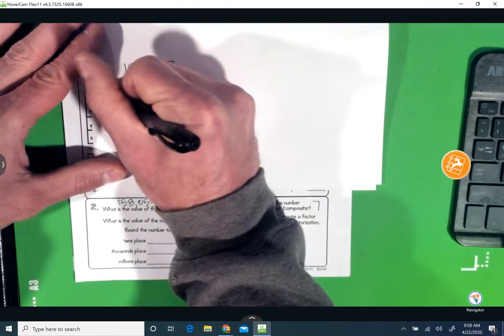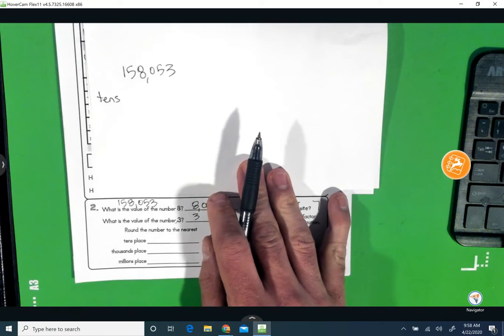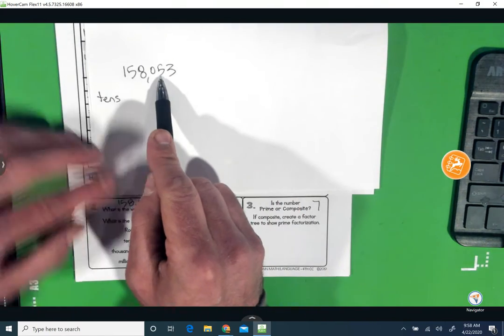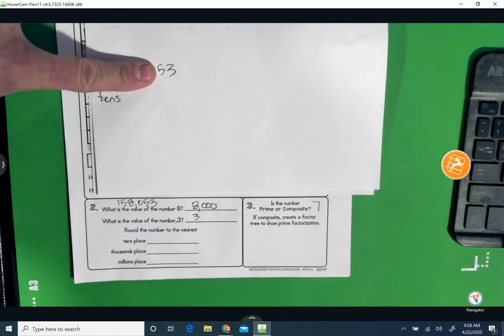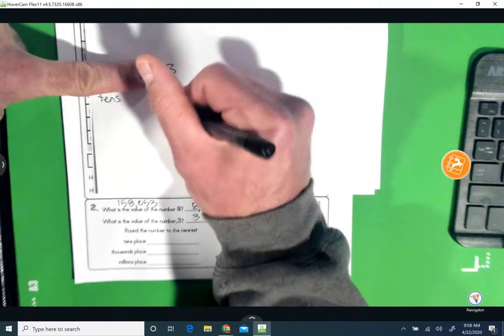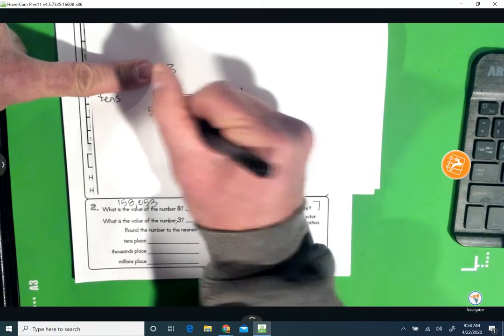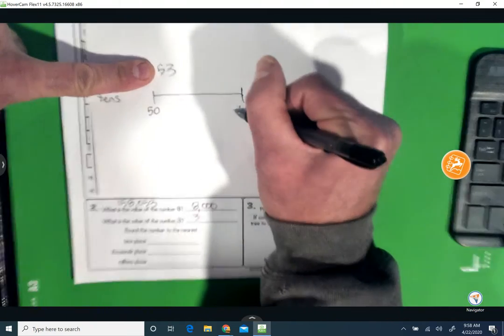158,053 to the tens. So if we are looking at this number and we want to round it to the tens, the 5 is in the tens place. So we are asking ourselves, what is 53 closer to? Well, we have two options. It's either going to be closer to 50 or it's going to be closer to 60.